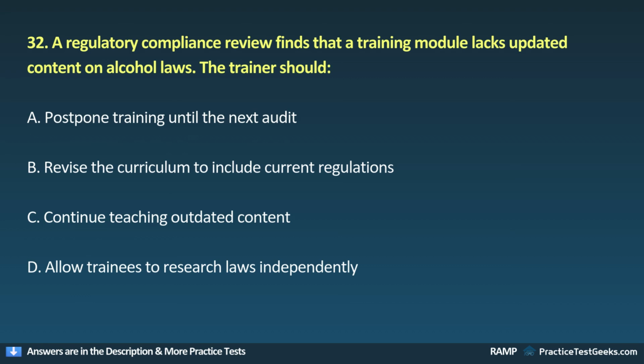32. A regulatory compliance review finds that a training module lacks updated content on alcohol laws. The trainer should: A. Postpone training until the next audit. B. Revise the curriculum to include current regulations. C. Continue teaching outdated content. D. Allow trainees to research laws independently.